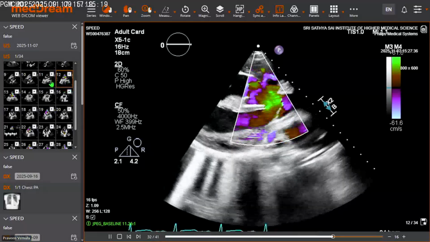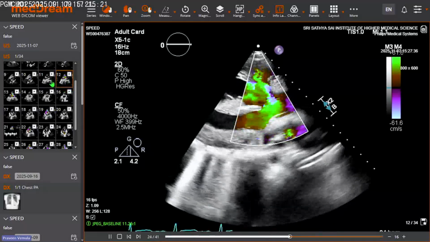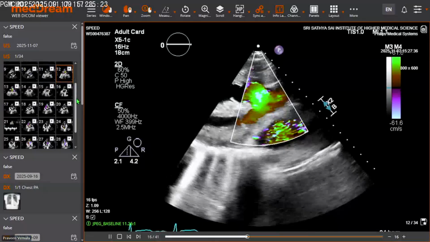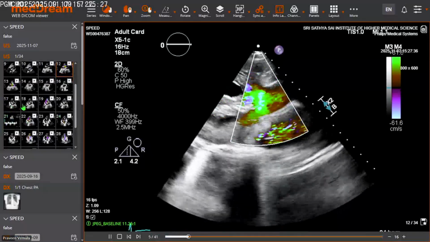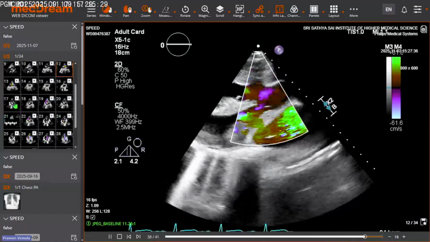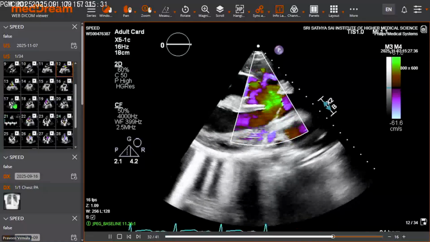So here there is color Doppler across the ventricular septum. There is a left to right shunt across the ventricular septum.